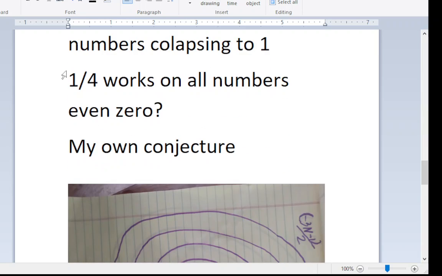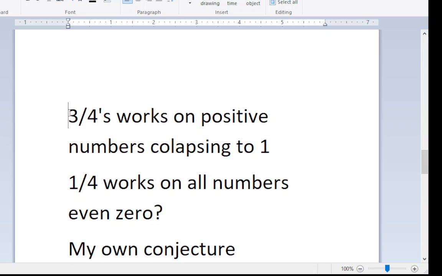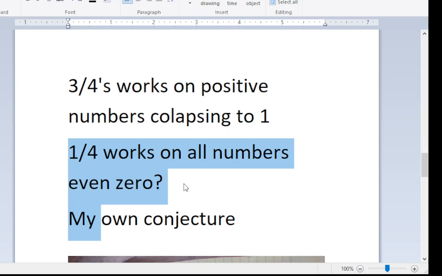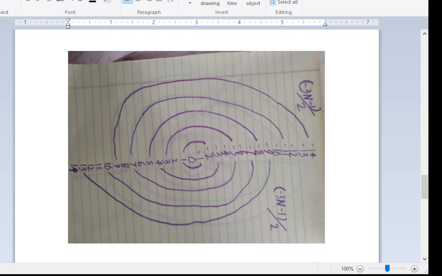And this is my thing. 3/4 works on positive numbers, collapsing to 1. 1/4 works on all numbers, even 0. This is my own conjecture about it, or spin off on it. And then here's an image of just doing some of it.